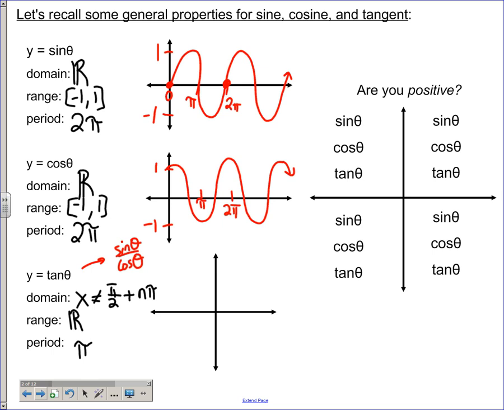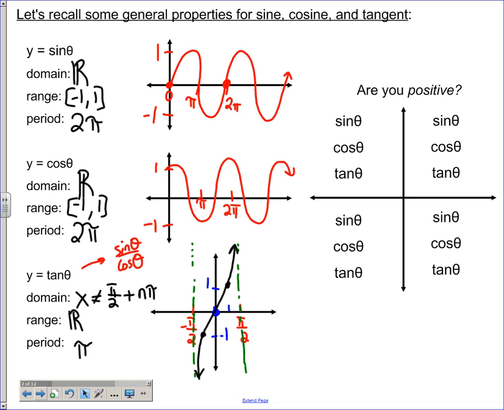Tangent, however, we have asymptotes at -pi over 2 and pi over 2, and one full period would be between those asymptotes with a 0 halfway between, values of 1 and -1, and then a nice curve connecting all 3 of those points. So you can see the range for tangent is all real numbers because we go off to infinity in either direction. That's what the arrow approaching the asymptote represents.